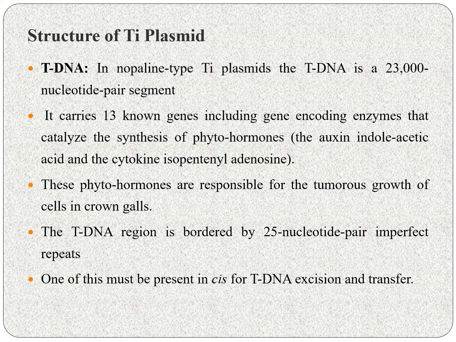tDNA is a 23,000 nucleotide pair segment. It carries 13 known genes, including genes encoding enzymes that catalyze the synthesis of phytohormones, the auxin indoleacetic acid and the cytokinin isopentenyl adenosine. These phytohormones are responsible for the tumorous growth of cells in crown galls. The tDNA region is bordered by 25 nucleotide pair imperfect repeats. One of these must be present in cis for tDNA excision and transfer.